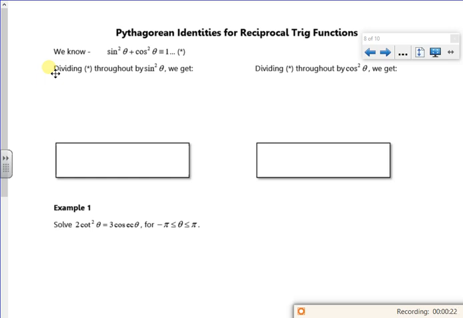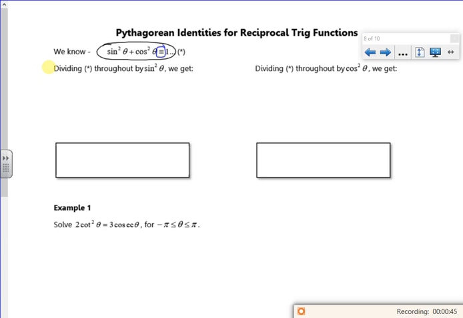So we know from school, as well as college, that sine squared theta plus cos squared theta is always 1, no matter what you're putting, it's always 1. But I can make two new equations from it.